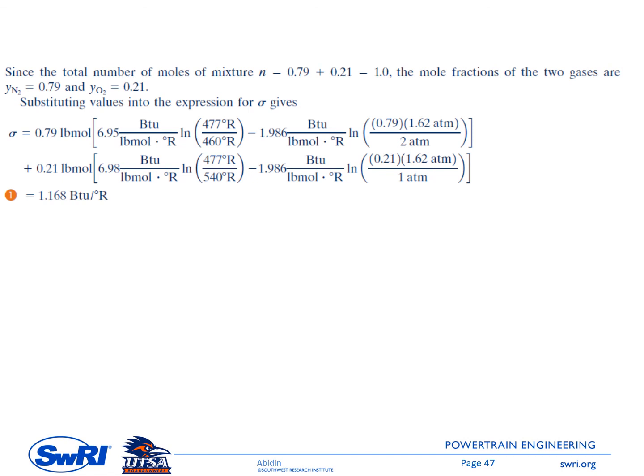Since the total number of moles of the mixture, N, is 1, this is the sum of the moles from nitrogen and oxygen. The mole fractions of the two gases are 0.79 for N2 and 0.21 for O2. If you substitute these values into the expression for sigma, you will get this entropy production. It is positive, so the mixing process here is an irreversible process.